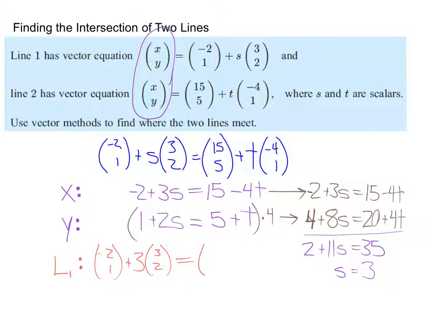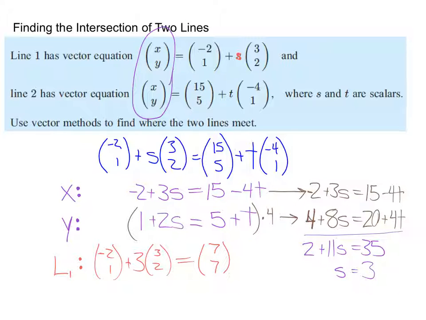Where did you plug that in? I plugged it in for s. We just found what s has to equal. s has to be 3. So if I have negative 2 plus 3 times 3, I get 7. And 7 on the bottom. And also the y is 7. So I'm at the point 7, 7.